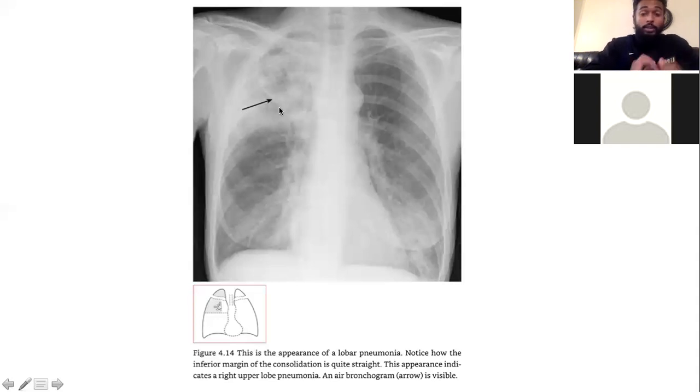And so anyways, in consolidation it looks like that. But if you look at it, do you see these little black lines in the midst of this consolidation? Like right here. You see that?